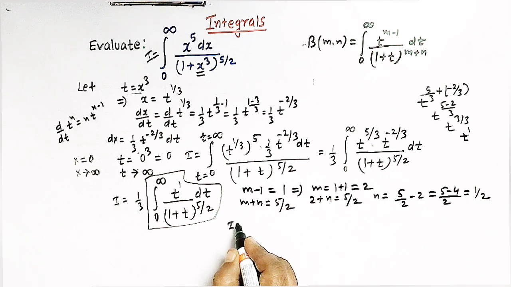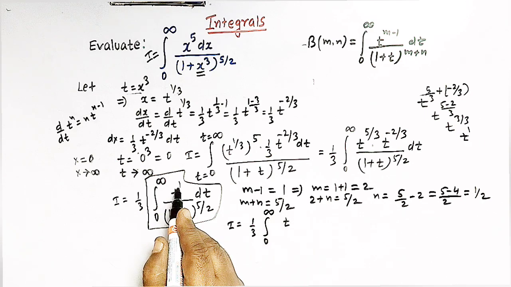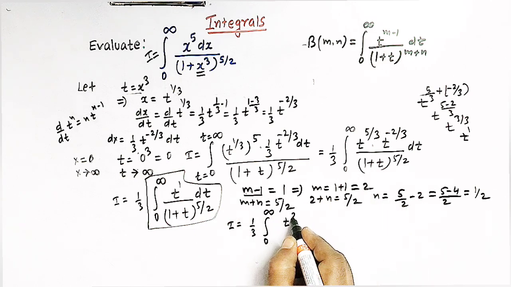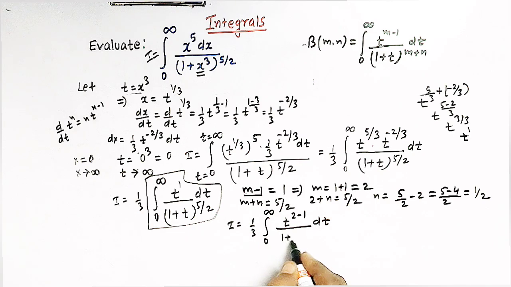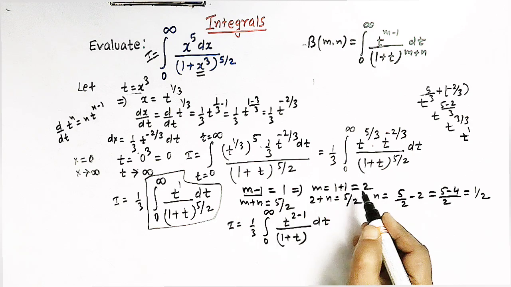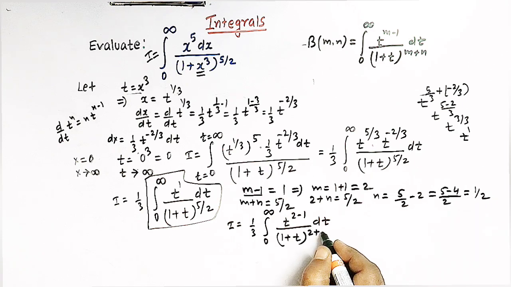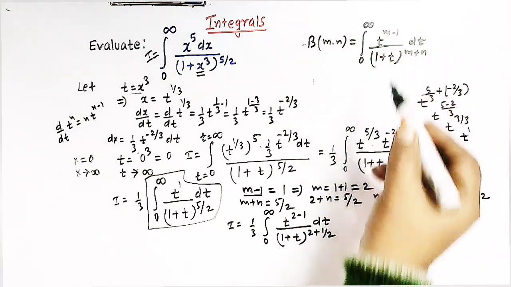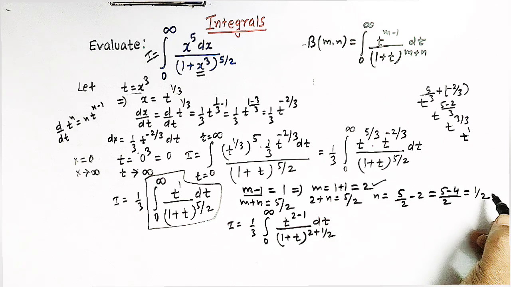So now we can write this integral I as 1 over 3, integral from 0 to infinity, t raised to 1. So 1 can be written as m minus 1. So m is 2, so we can write 2 minus 1, and here we have dt, and 1 plus t raised to 5 over 2. So 5 over 2 is m plus n. M is 2, and n is given by half, right? So now this integral is exactly of this form. So now the value of m is 2, and the value of n is half.